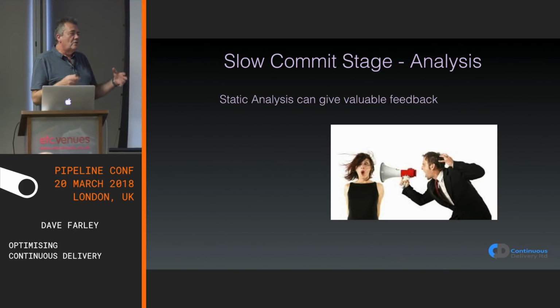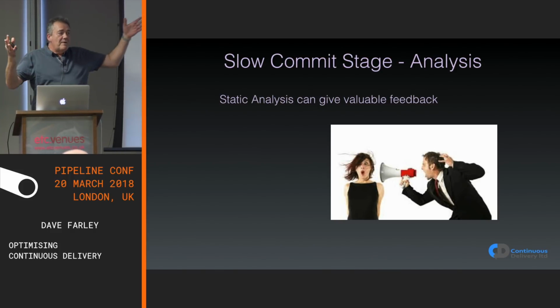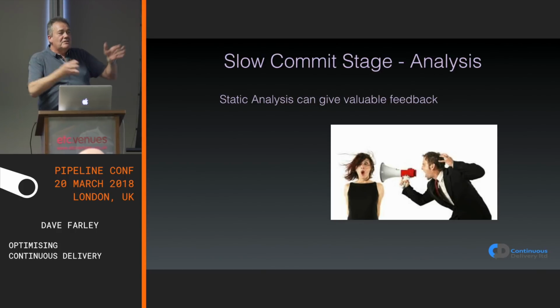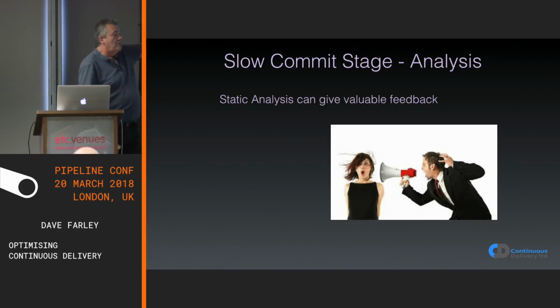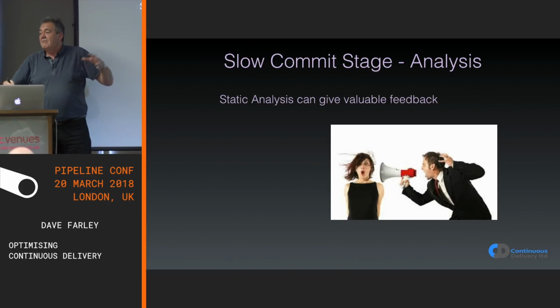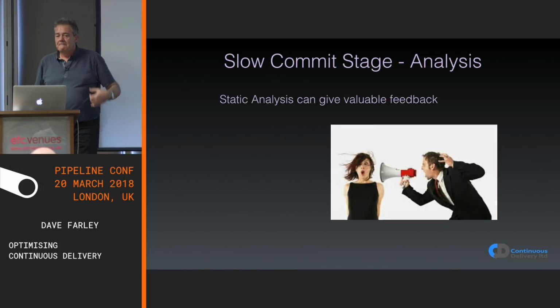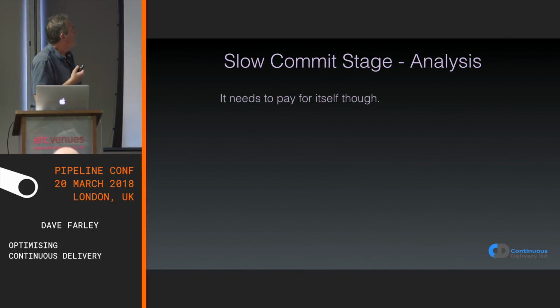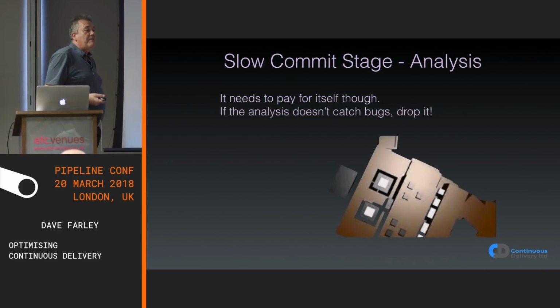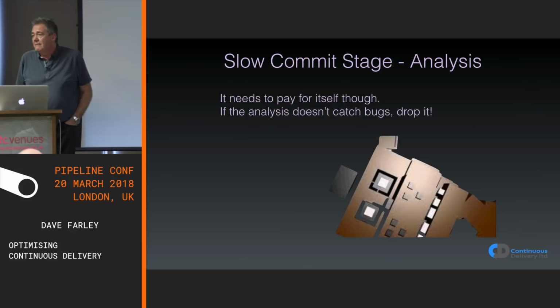And all that stuff is good, but again, we want the results quickly. Remember, it's got to do this, and it's got to give us an answer in under 5 minutes. You might be able to run the analysis in parallel with your unit testing and maybe even the compilation, but you want an answer back in under 5 minutes. So it needs to pay for itself. It needs to be giving value. If the analysis doesn't catch bugs, then drop it.